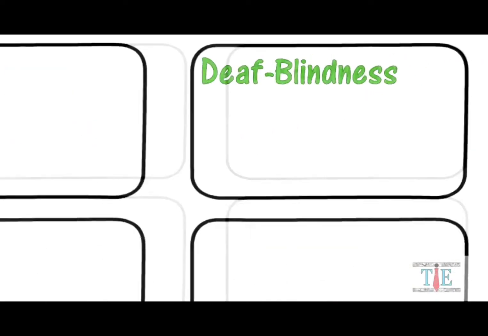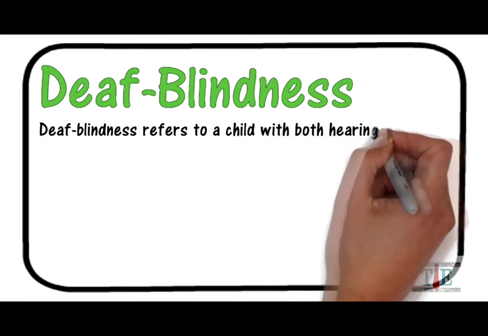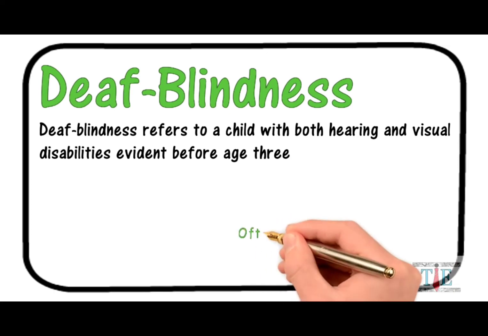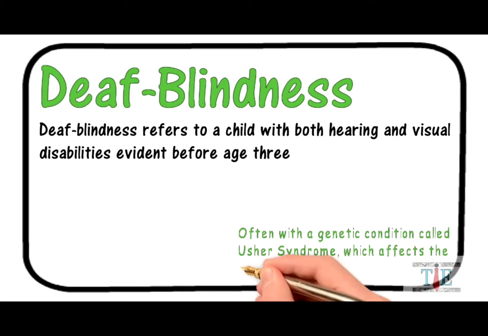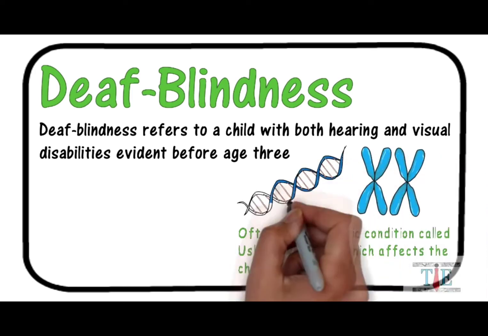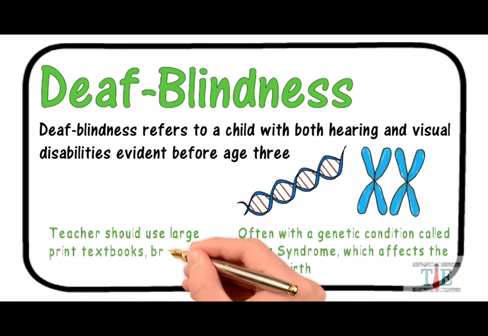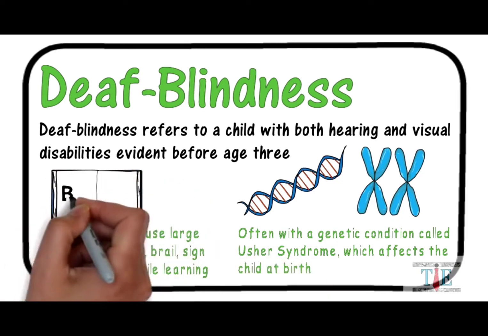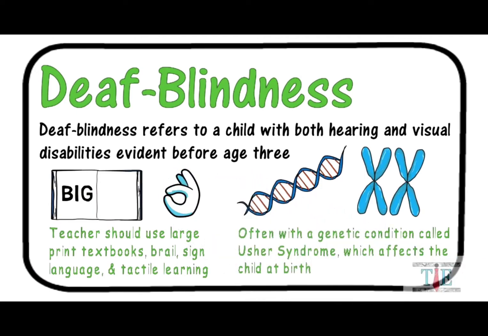Next up, this refers to a child with both hearing and visual disabilities evident before age 3. These children often have a genetic condition called Usher syndrome, which affects a child at birth. The major symptoms of Usher syndrome are hearing loss. The teacher should use large print textbooks, Braille, sign language, and tactile learning. There is a great variety of large print books available, and some educators have taken up learning sign language.